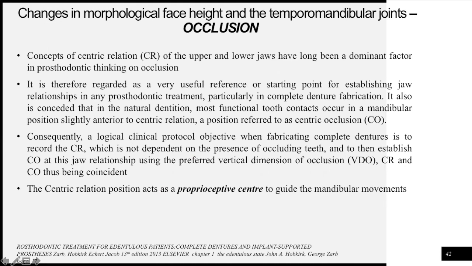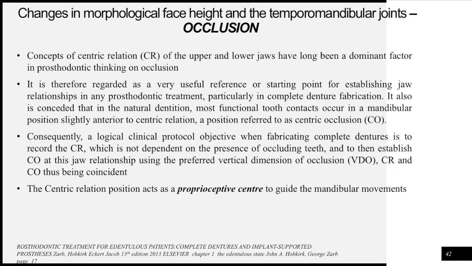Coming to changes in morphological facial height and temporomandibular joint is the occlusion. The concept of centric relation of the upper and the lower jaws has long been a dominant factor in the prosthetic thinking of an occlusion. It is therefore regarded as a very useful reference, a starting point for establishing a jaw relationship in any prosthodontic treatment, particularly in complete denture fabrication.